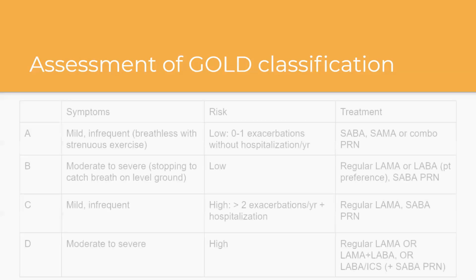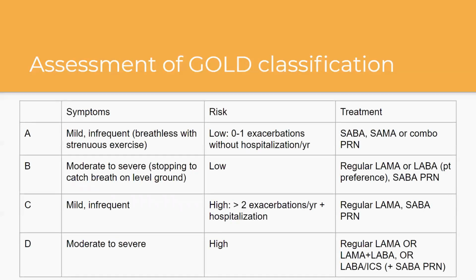So this table is going to be a lot. I'll walk you through it. There's A, B, C, D. Basically, you want to classify your symptoms as mild or moderate to severe, and then the risk for worsening, right? And so level A is that they have mild and infrequent symptoms. Symptoms can be measured a couple of different ways. It's, like I said, breathless with strenuous exercise, but otherwise they're doing fine.